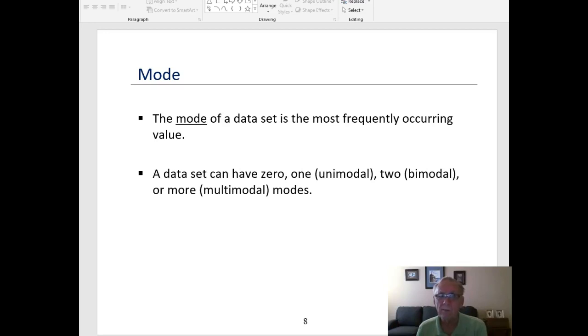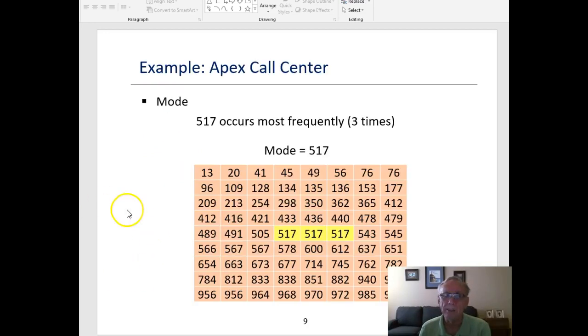The last area that we're going to look at here is mode, and what number is occurring most frequently in the data set. And as you look through all of these numbers, they're all in sequence. The only one that comes up 3 times is 517. So 517 is your mode.